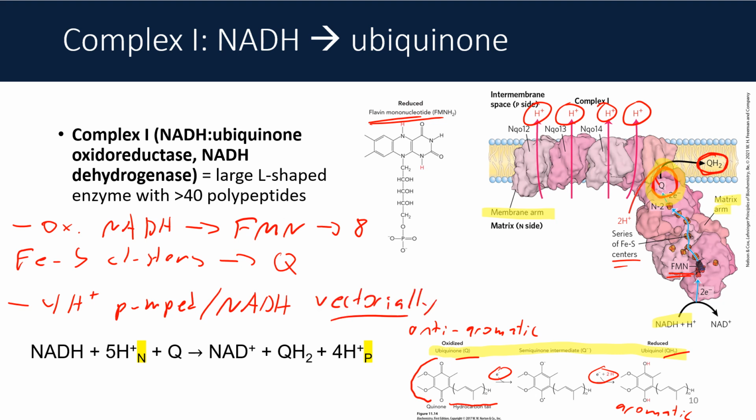vectorially. What does that word mean? This is a fancy way of saying that the enzyme always relocates those protons from the negative side, or N side, to the positive side, P side. And we call it that because it has an abundance of positively charged protons. And we can see that being represented in this vectorial equation.